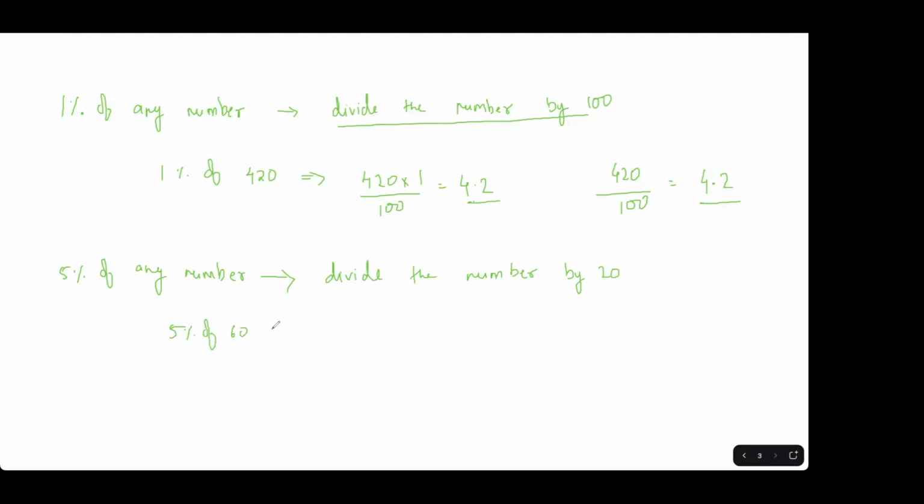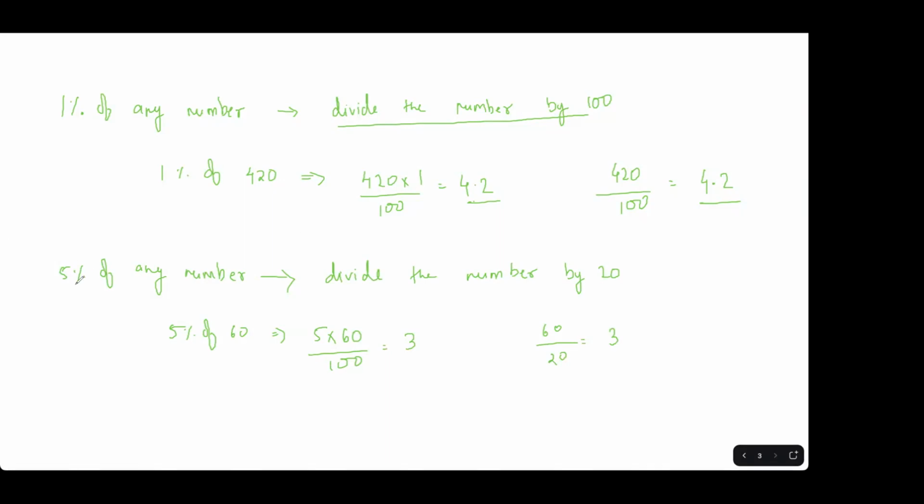5% of 60. According to the working, it will be 5 into 60 upon 100, which gives you 3 as the answer. And the shortcut is 60 divided by 20, you get 3 as the answer. Understood? Yes, sir. Why 20%? No, it's not 20%. It is just dividing the number by 20. We are not finding out percentage here.